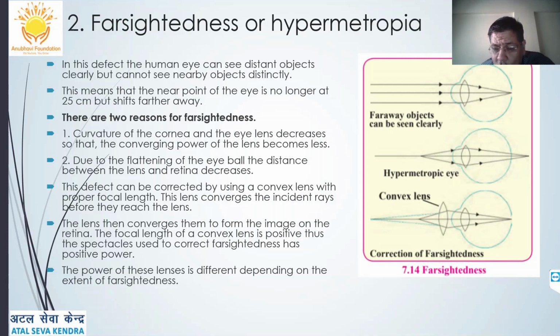Therefore, we use a convex lens. The correction is with the help of spectacles using a convex lens of suitable power so that it will converge the rays. Again, when they pass through the eye lens, which is a biconvex lens, they will form a sharp image on the retina.